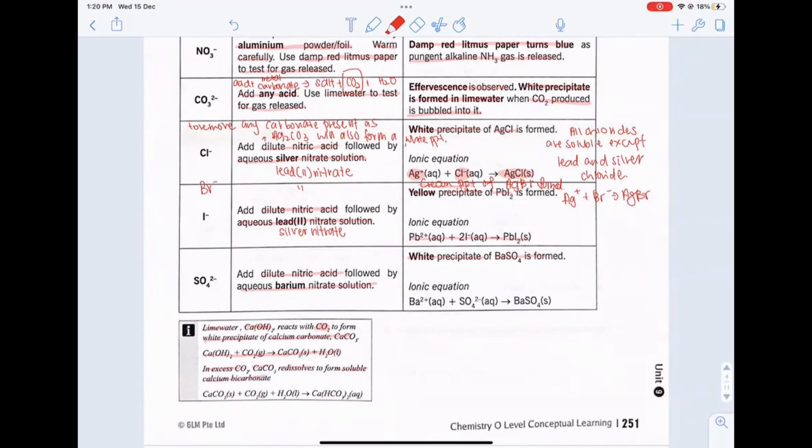So this is why you'll notice that when you're using lime water to test for carbon dioxide, after a while, your white precipitate might suddenly disappear. Okay, and you'll form a colorless solution. This is because when you have excess CO2, the calcium carbonate redissolves to form something soluble. So that's why you will see the white precipitate being soluble. But it doesn't matter, because as long as you have seen the white precipitate before, it means that carbon dioxide is present. It is being produced.